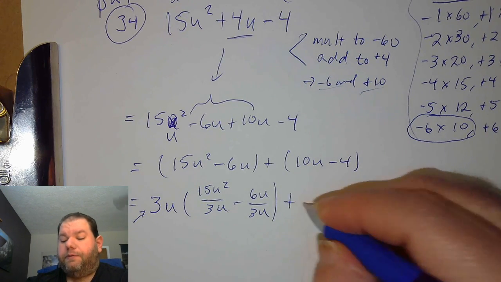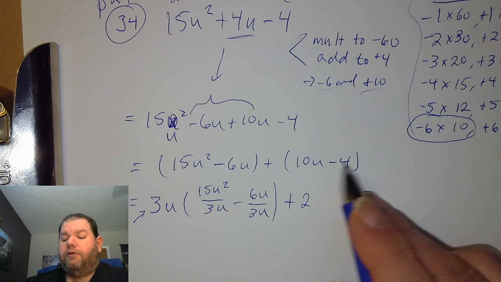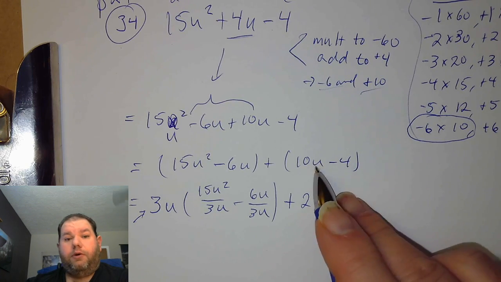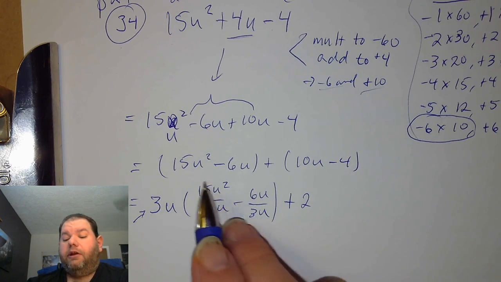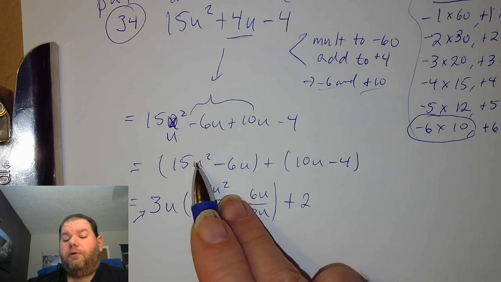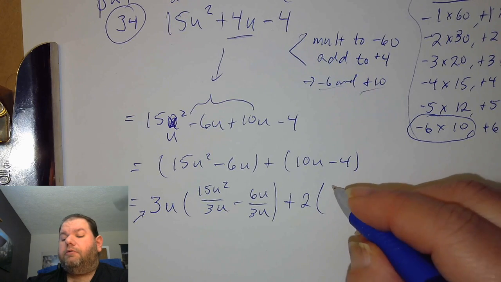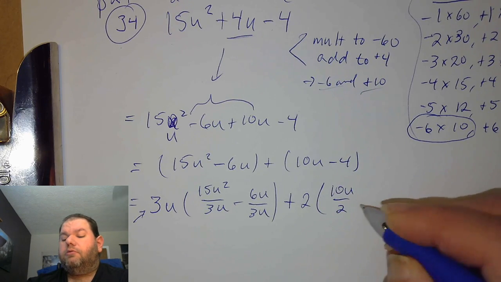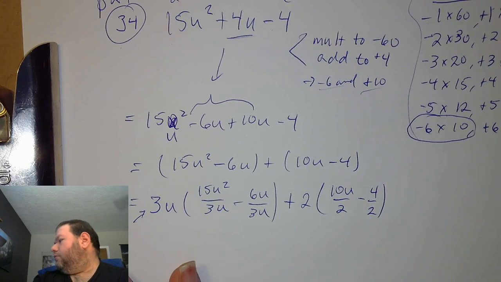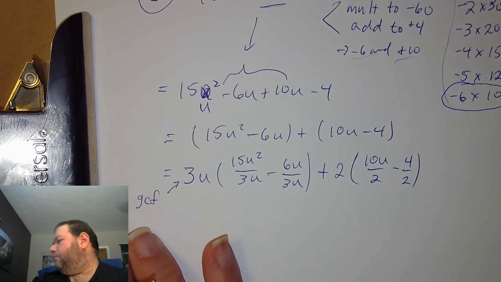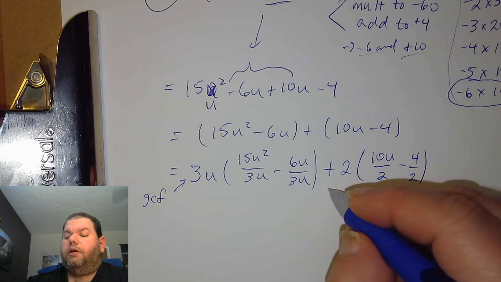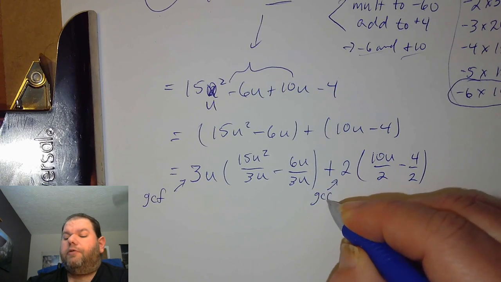That'll be a 2. Good. And we can't take any u's out because u is only part of one of the two terms. Here we have at least u to the first part of both terms. That's why we can take out a u there. And again, that 2 is our greatest common factor.